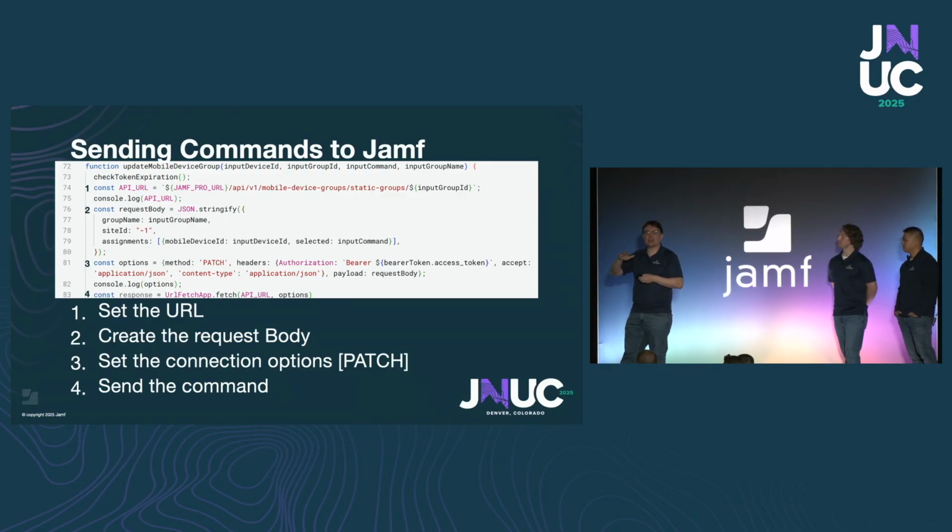3 is where I'm setting my options. Instead of getting information, it's called patching, where I'm modifying an existing element. And then I attach my headers, I set my content types, again JSON, and I finally attach the payload of how I want to change. Finally, do the response. So use URL fetch app again to fetch the data. It's basically just sending a web request using the URL and the options we built.